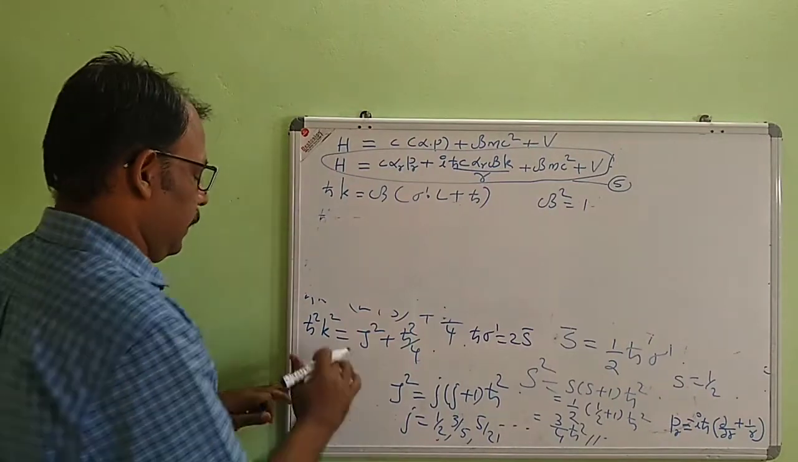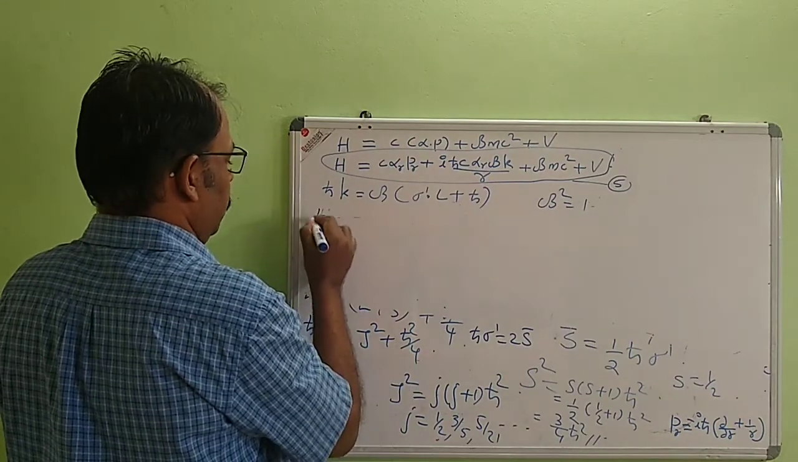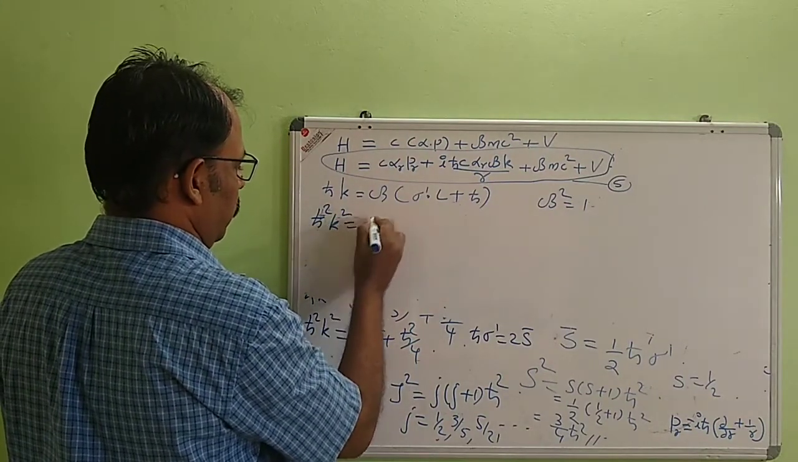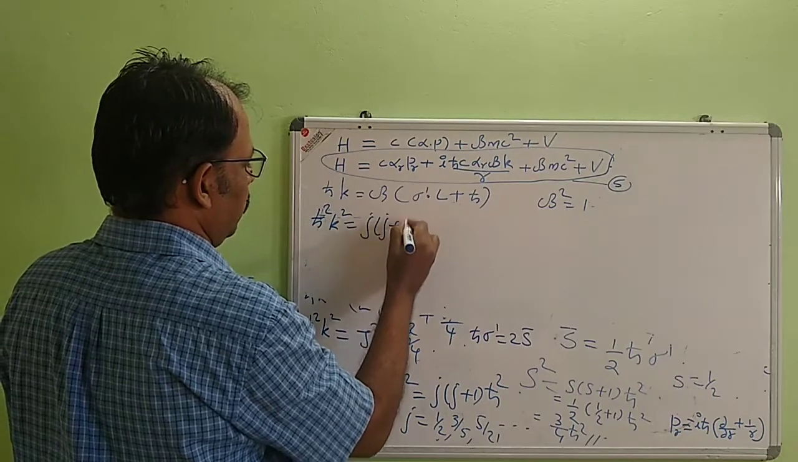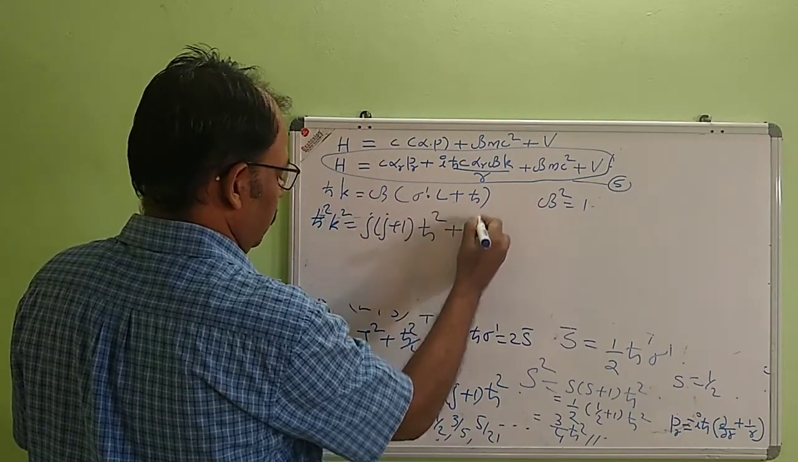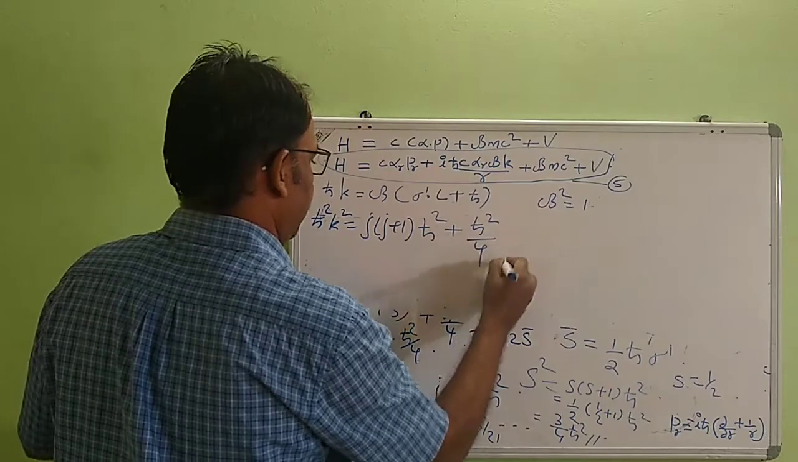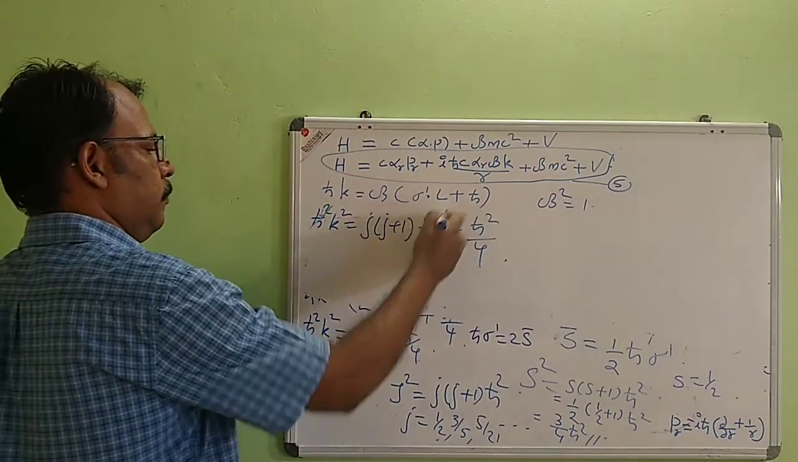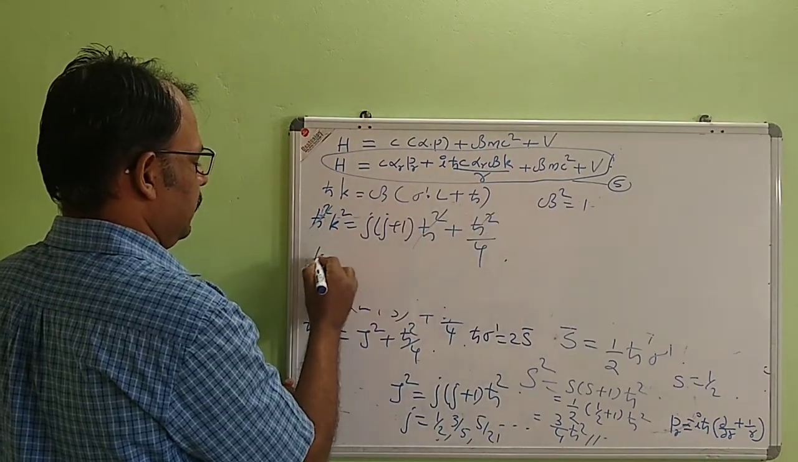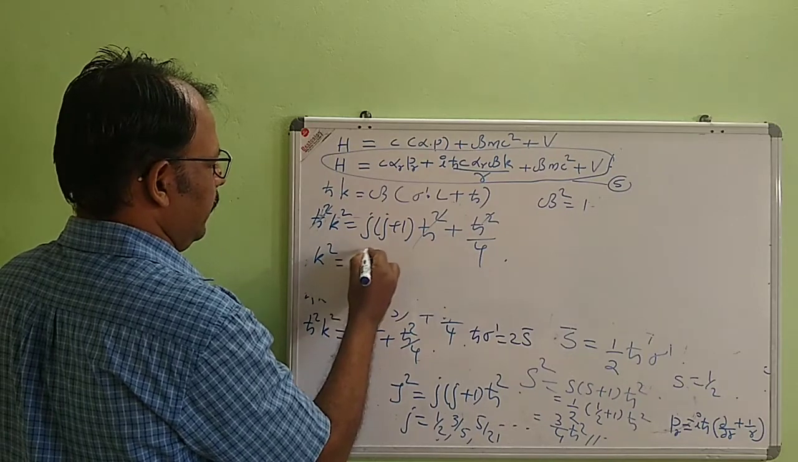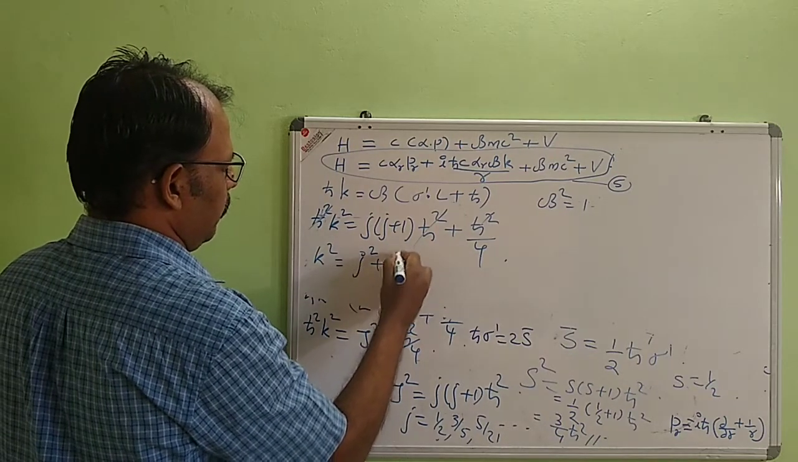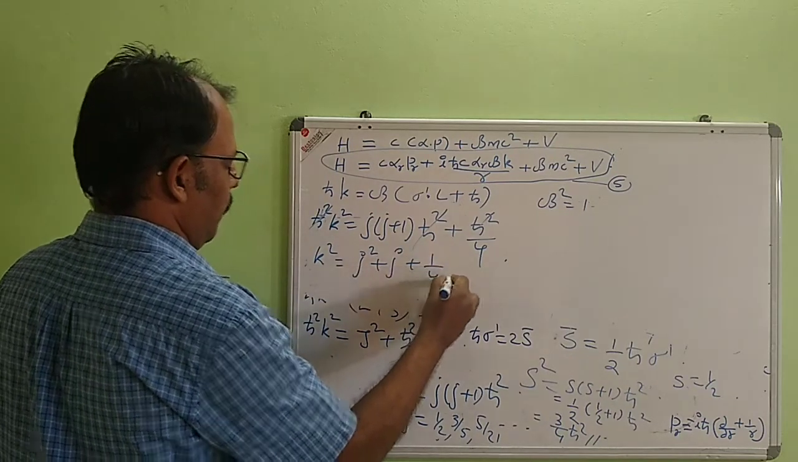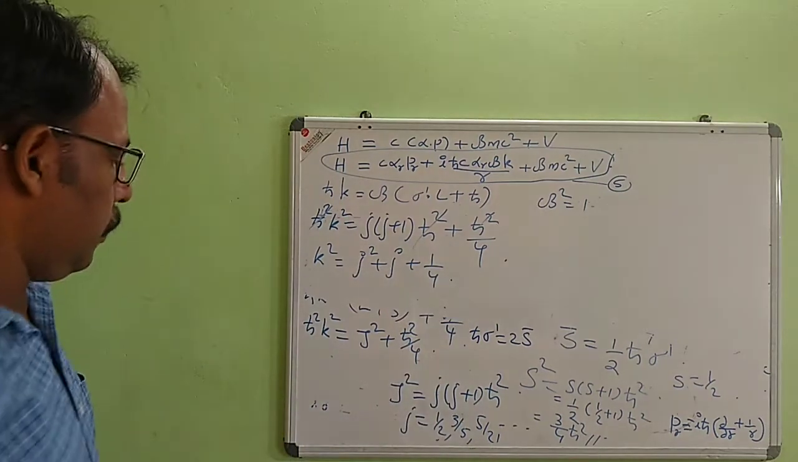J square I can write it as h bar square k square equal to j into j plus 1 h bar square plus h bar square by 4. Cancelling h bar square from all the terms, we can write it as k square equal to j into j plus 1. It is j square plus j plus 1 by 4.